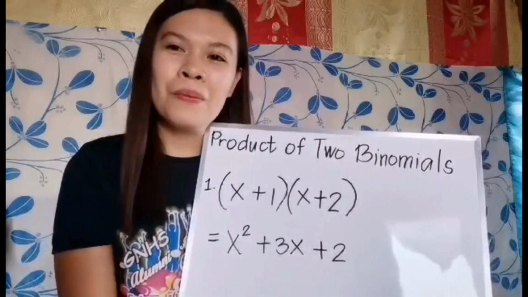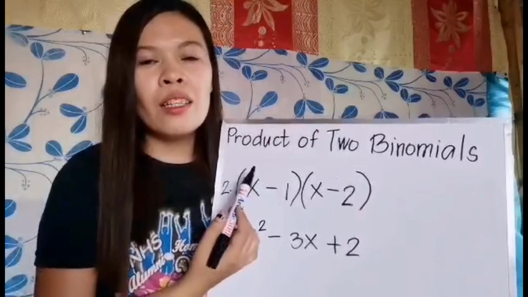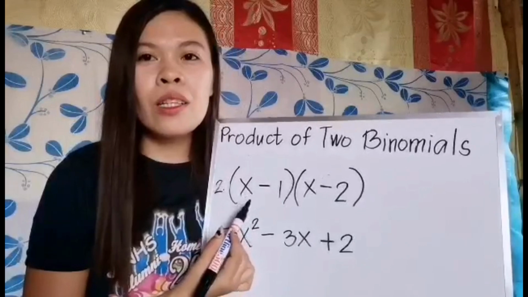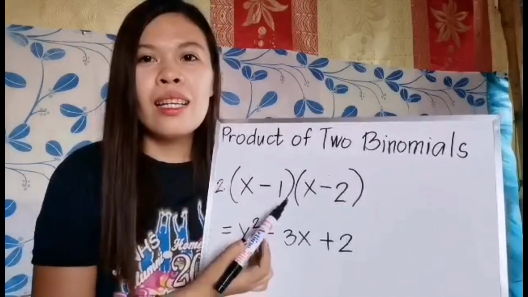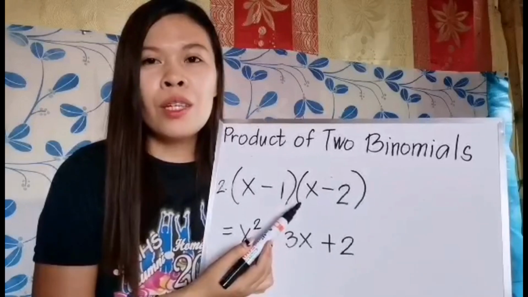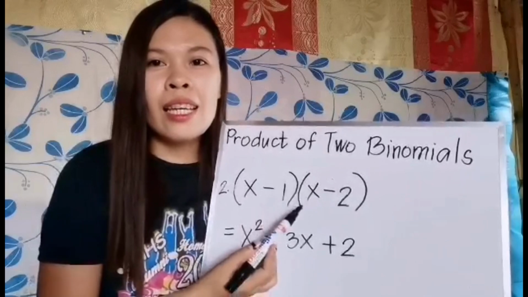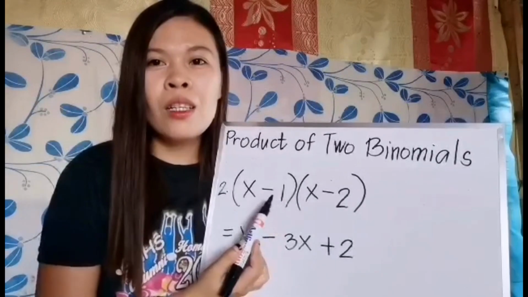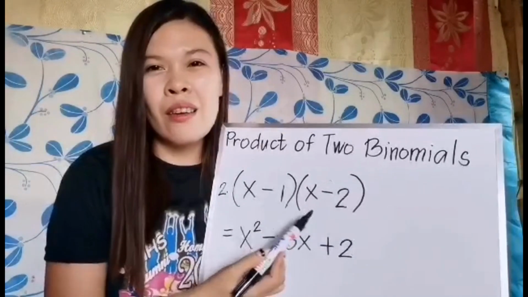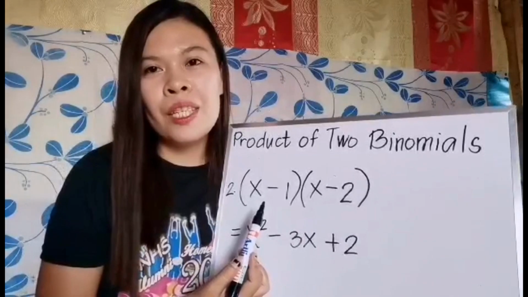That's it. Yes, math lovers, for our second example, still on product of two binomials. Our second example is the quantity of x minus 1 times the quantity of x minus 2. So as you can see, I have the same pattern as in our first example. Ngunit ngayon, we have negative and negative. Kanina, it was positive and positive. So we will follow the same steps.